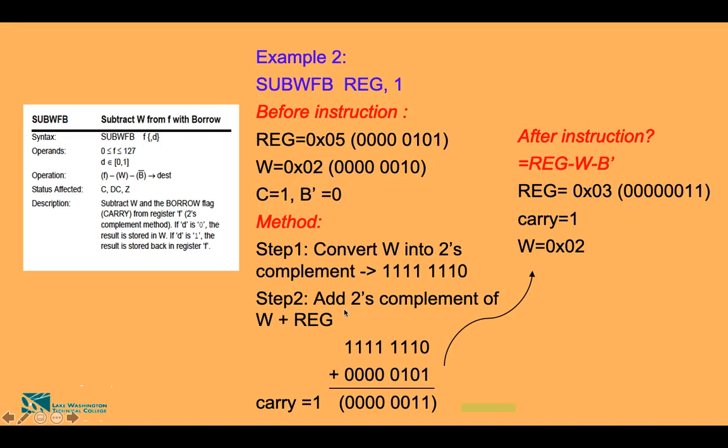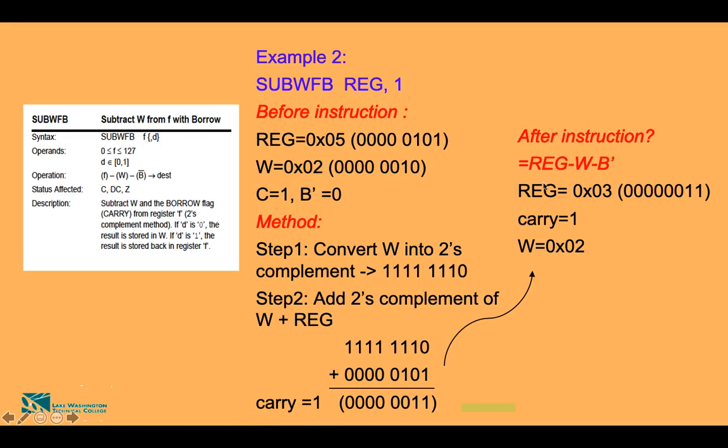And then add the 2's complement of W to the reg file register. File register is this value. So I have added this value to the working register. If you add them up, you will get this. This is the sum. And there will be a carry also, and that's why I've shown here. There will be a carry of 1.